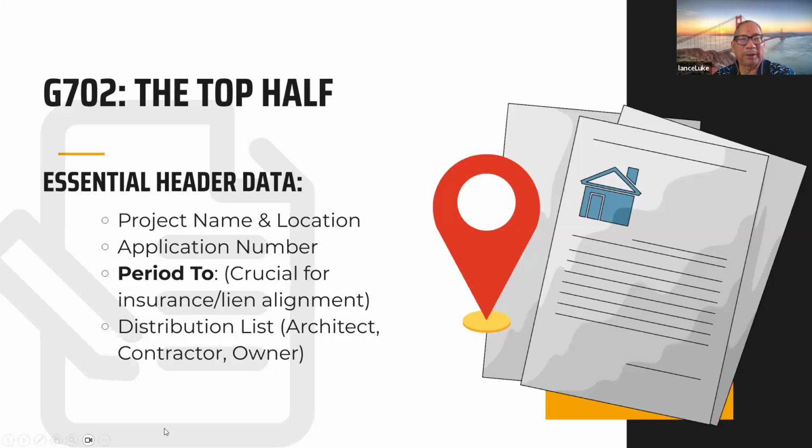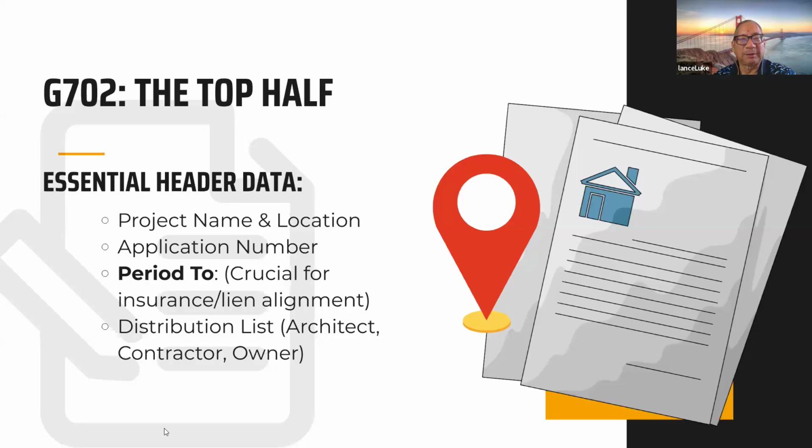So the next month will be 002, right? And then the period too. So this is crucial for insurance and lien alignment and things like that. So it has to have the period, and that's the period that the contractor is billing for. So basically, the period noted on this pay application that I just got in July is for the period June 1st to June 30th, right? One whole month.